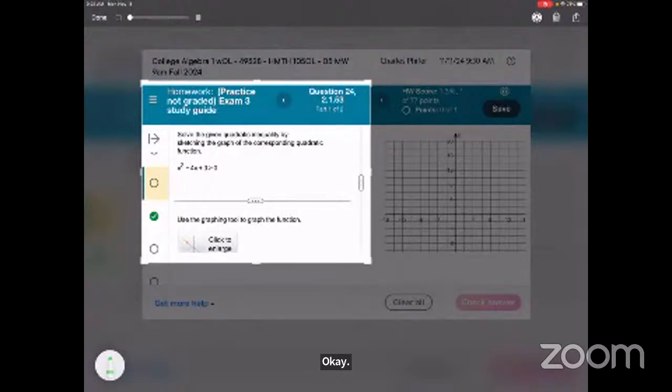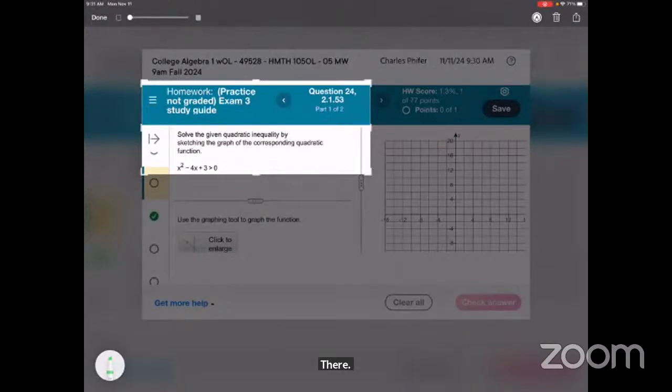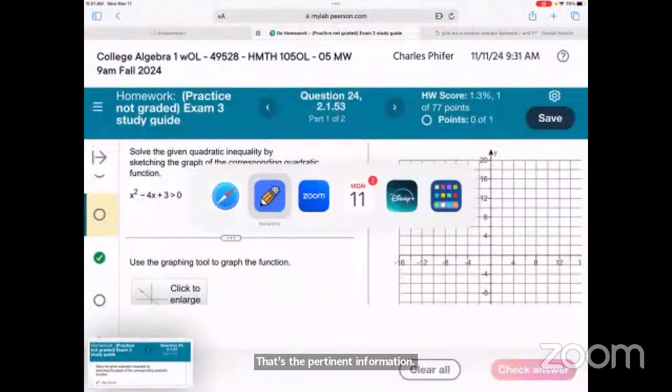So I'm going to get a copy and take some notes real quick. I think that's the pertinent information. Try it again. Oh, I remember that technique. Maybe I'll go back to that. I mean, let me just stick with this right now.